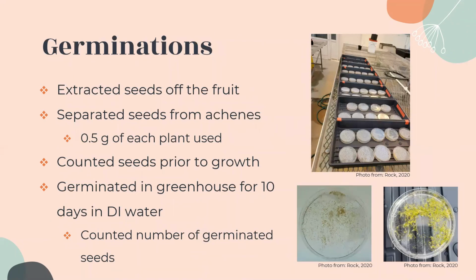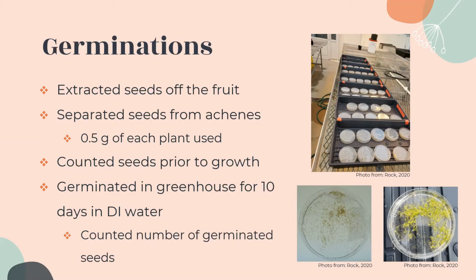After I collected all the pollinated fruits in the fall, I extracted the seeds from them. I weighed out 0.5 grams of the seeds and separated them from their achenes, which is essentially just that fluffy white bit that allows the seeds to disperse through the wind. I then put the extracted seeds in petri dishes, submerged them in DI water, and counted them.